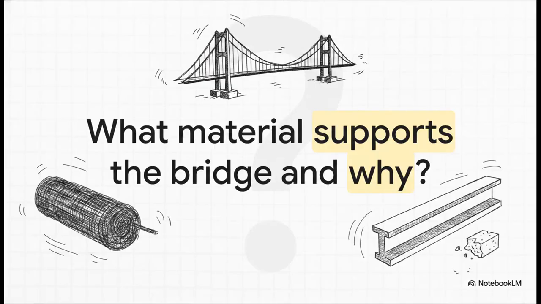This brings us to a massive, real-world engineering challenge. Imagine you're building a massive suspension bridge. You are essentially hanging thousands of tons of concrete and asphalt right in midair. Based on the rankings we just looked at, what material absolutely must be used to support that bridge, and why?